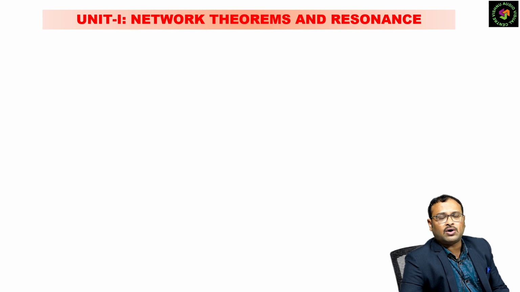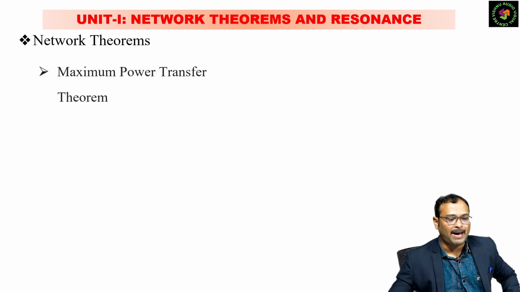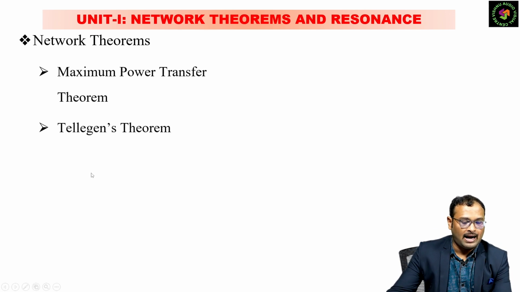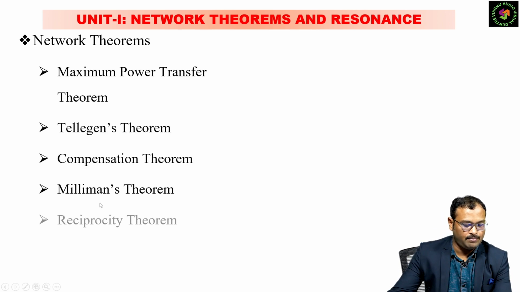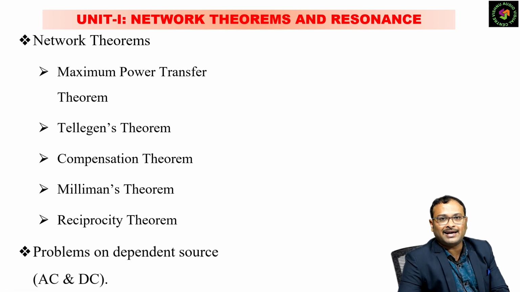In the first year you already saw some basic theorems like the superposition theorem, Thevenin's theorem and Norton's theorem. Here we are going to deal with advanced versions of those theorems, and we will see the applications of those theorems. Basically in this chapter we are going to see network theorems: the maximum power transfer theorem, the substitution theorem and compensation theorem, Millman's theorem and reciprocity theorem, and problems on dependent sources, AC and DC.